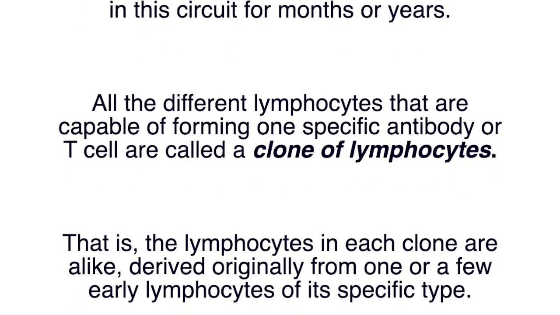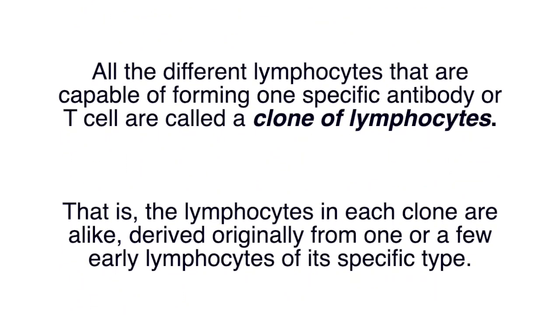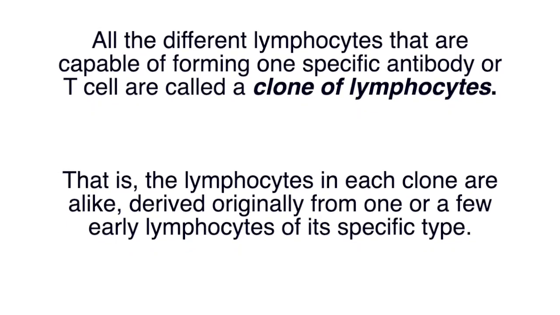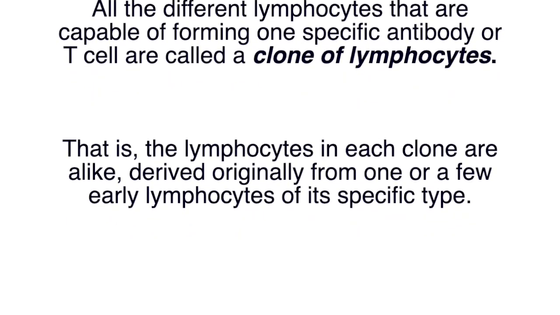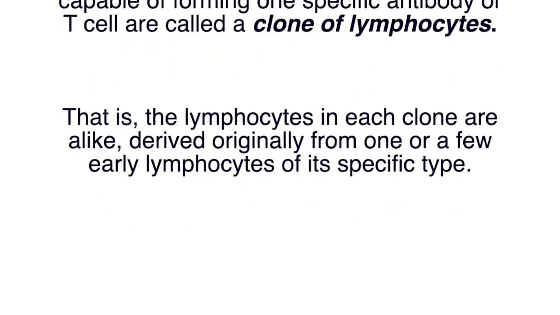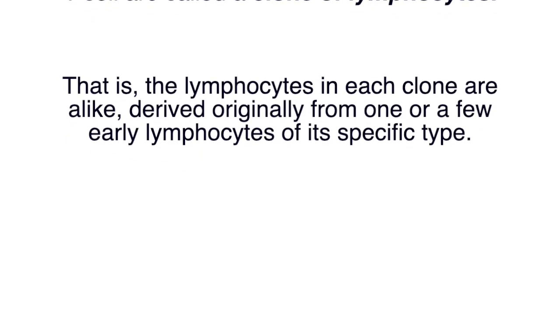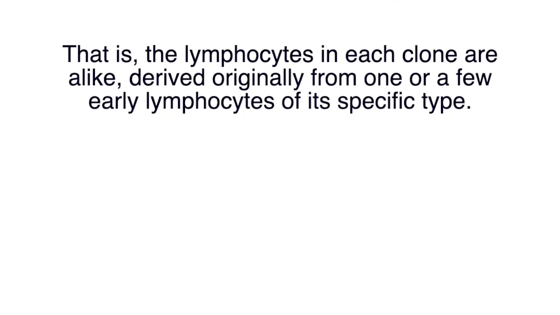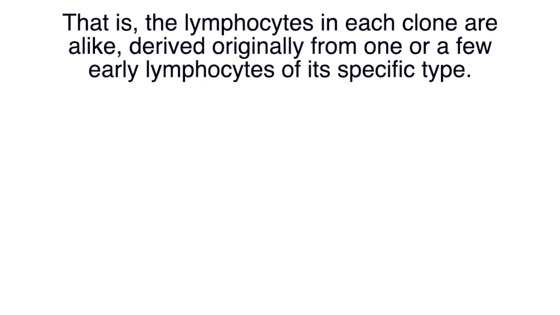All the different lymphocytes that are capable of forming one specific antibody or T cell are called a clone of lymphocytes. That is, the lymphocytes in each clone are alike, derived originally from one or a few early lymphocytes of its specific type.